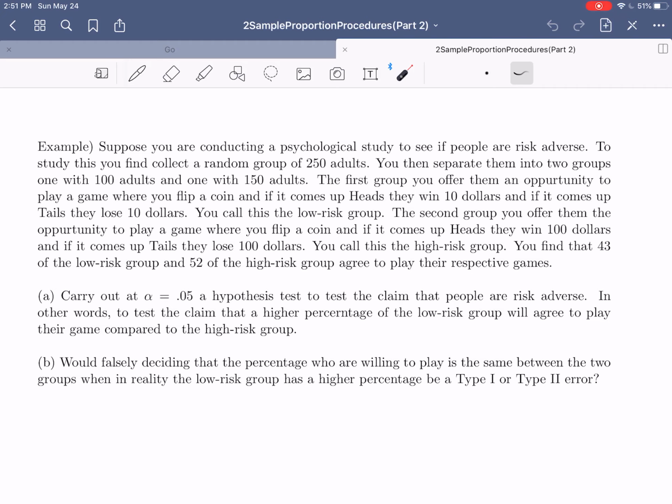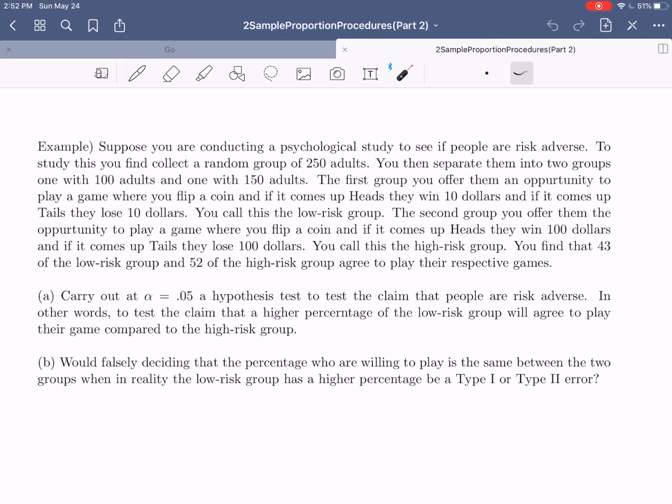The second group, you offer them the opportunity to play a game where you flip a coin, but if it comes up heads, they win $100. However, if it comes up tails, they lose $100. So obviously this is also a fair game, equal chance to win or lose, and the value of winning and losing is the same, but it's a much higher risk proposition. If you lose, you're losing $100, but you also have a lot more to gain. If you win, you're winning $100. So we're going to call this the high risk group.